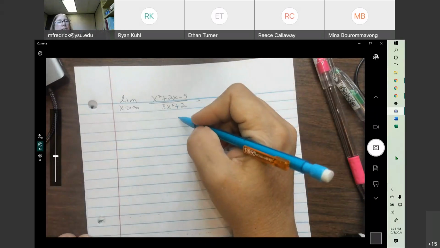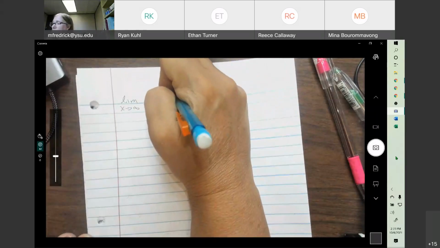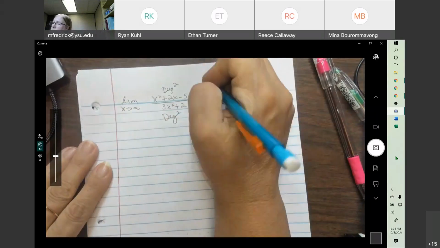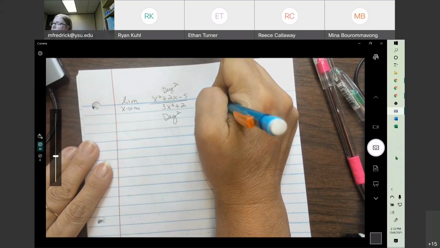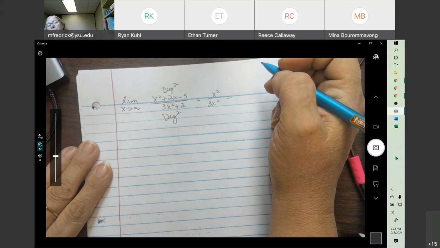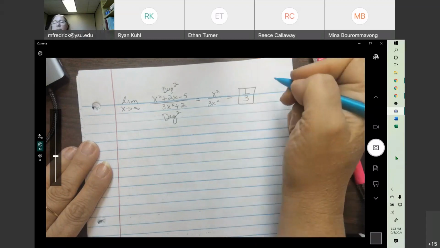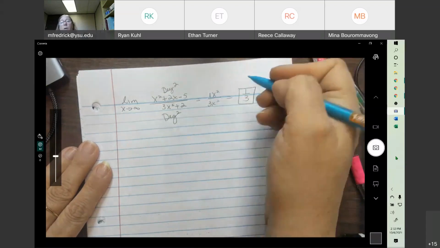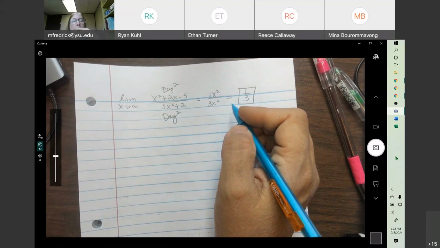Degree on the top and the bottom are the same, right? They're both 2. So they're both 2. X squared over 3x squared gives us what? Anyone? 1/3. Exactly 1/3. Because remember, when there's no value in front, your coefficient's a 1. Any questions on that?